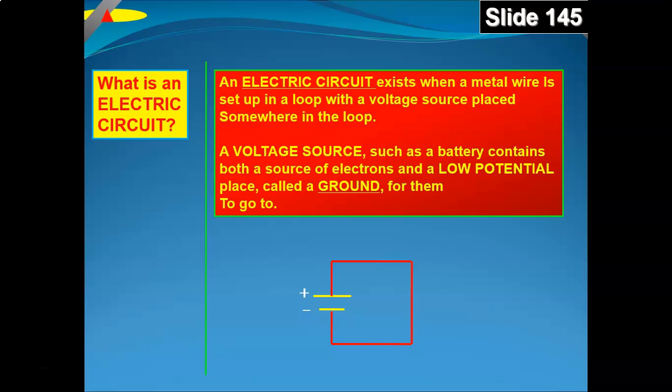So what is an electric circuit? An electric circuit exists when a metal wire is set up in a loop with a voltage source placed somewhere in the loop. And it also has to have something like a light bulb in it as well. A voltage source such as a battery contains both a source of electrons and a low potential place called the ground for them to go.